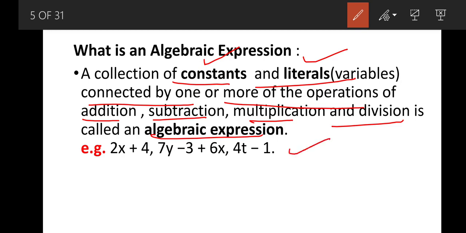These are all the examples of algebraic expression. In all these, you can see constant as well as literals. Here in this first expression, what is the literal? x is the literal, 4 is the constant term and 2 is the numerical coefficient of x. Likewise, we have the next expression. In this, how many terms are there? 3 terms. 7y is the first term, minus 3 is the second term and 6x is the third term. Likewise, 4t minus 1 is also an algebraic expression.